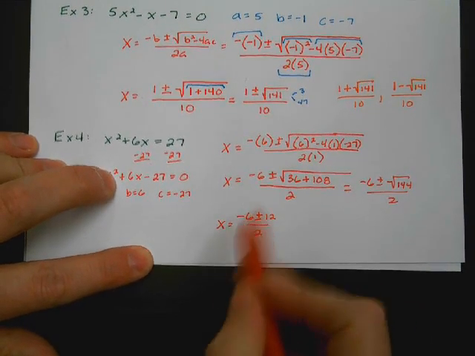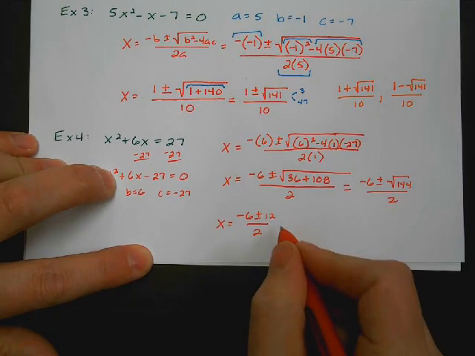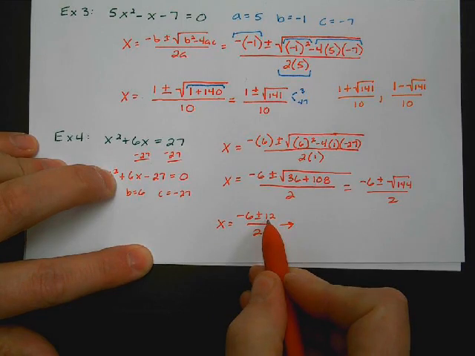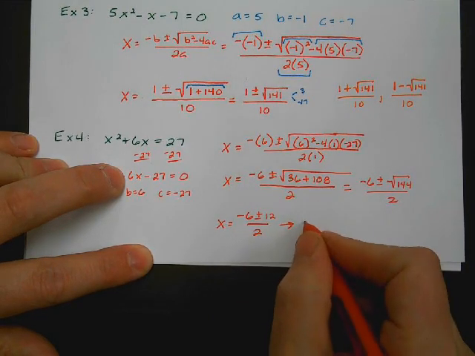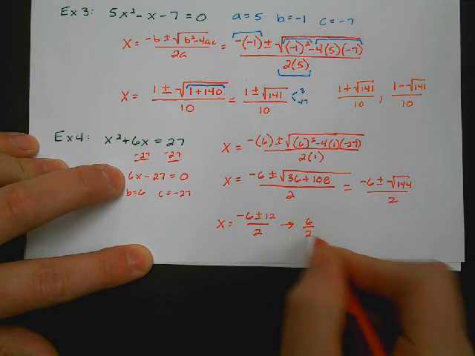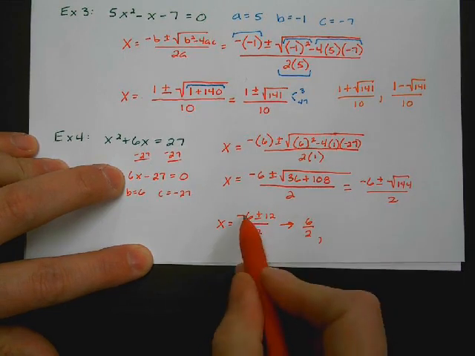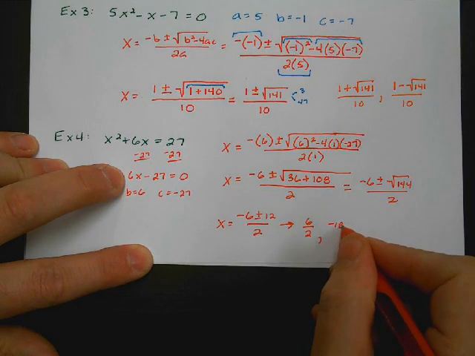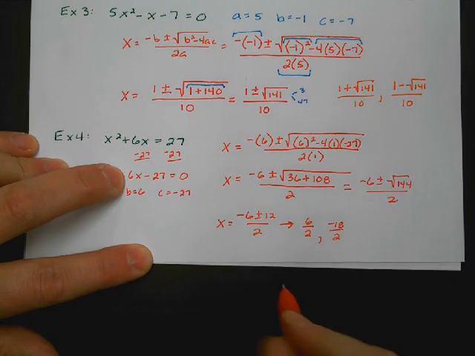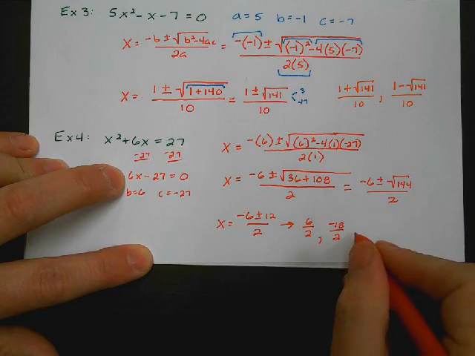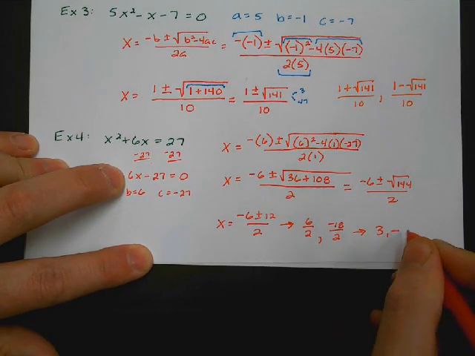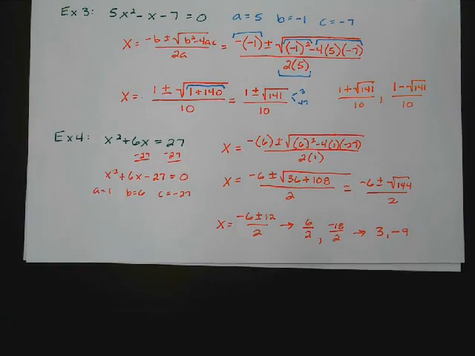Now, since I have actual answers, I'm going to write those two answers down. Negative 6 plus 12 is 6 over 2. The other answer is negative 6 minus 12, which is negative 18 over 2. And both those answers reduce to 3 and negative 9. Those are my two x-intercepts, 3 and negative 9.